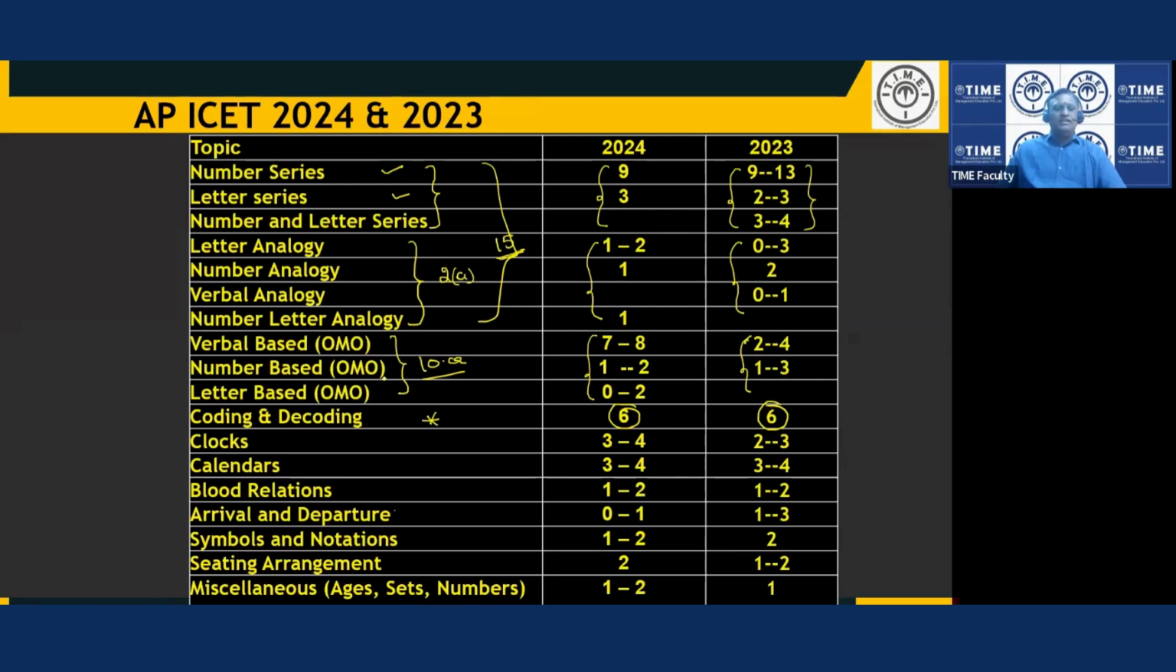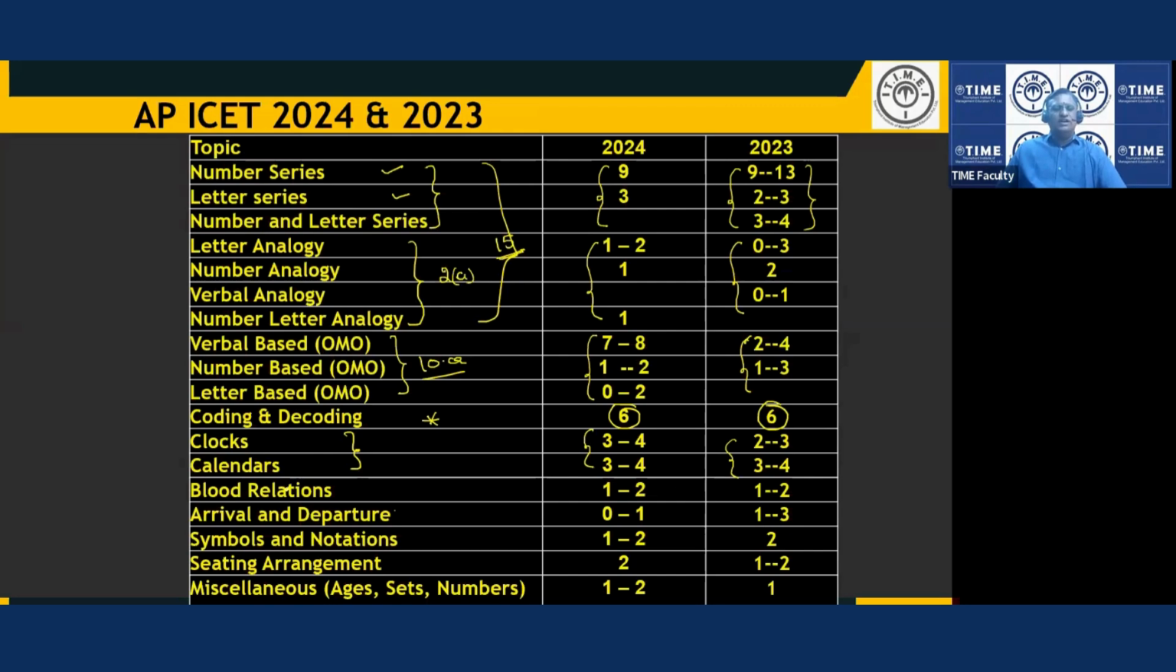Okay. Next, clocks and calendar. The topics are different, but from the examiner's point of view, both topics are covered by 3 to 4 questions. Generally 3 questions; 4 questions are very rare cases. Even in 2023 we have around 5 between these two topics.